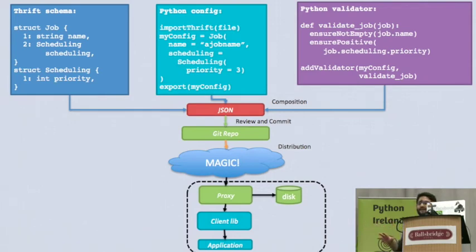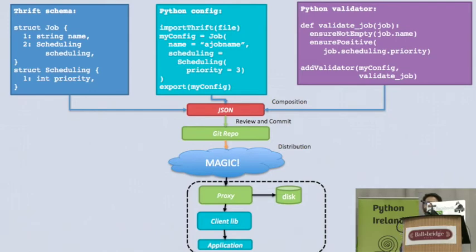And the third file is a validation file where you can write logic to validate your configuration, and it's going to be executed automatically when all this information is combined together to produce a JSON file. The validator script is just a collection of functions that you can link to the objects you defined in the second file. So you can see here we defined a validate job that takes a job as an input and validates that the name is not empty and that the priority is a positive number.